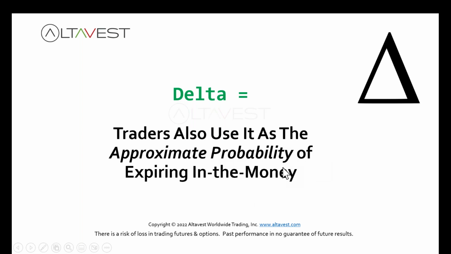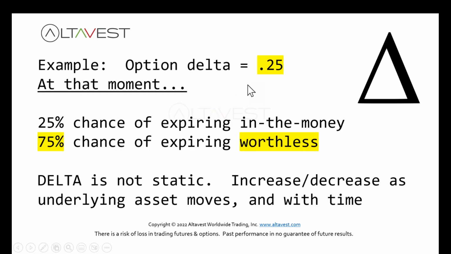So mathematically, that's really how it works well with our algorithm, and I'll show you that. So what do I mean? So if a delta is 0.25 on a particular option, that means 25% chance it expires in the money, but conversely, there's a 75% chance it expires worthless or out of the money.